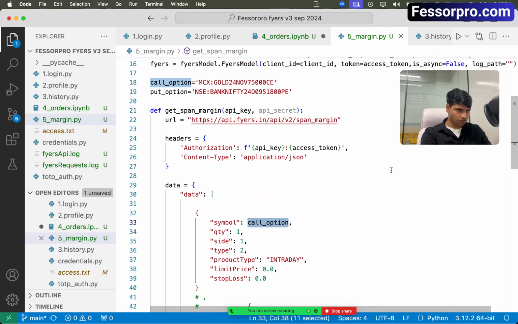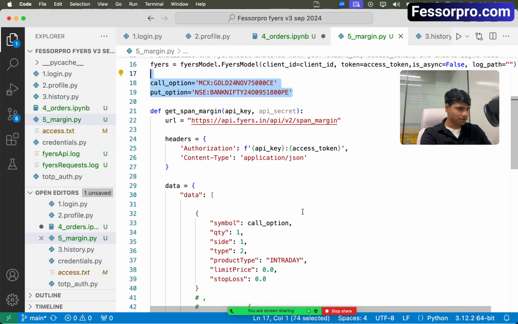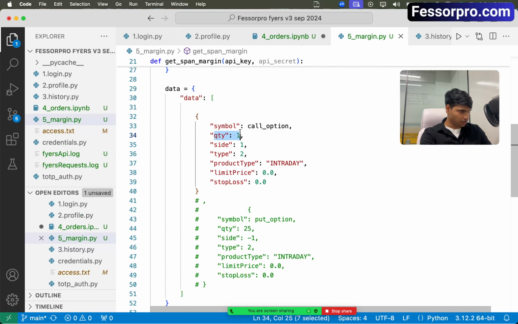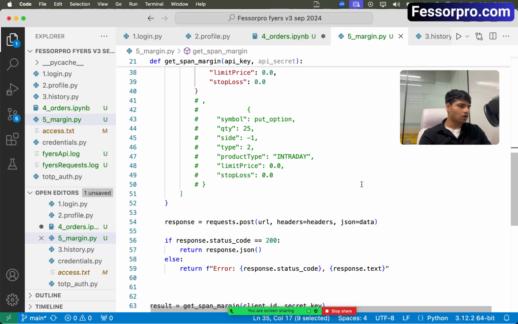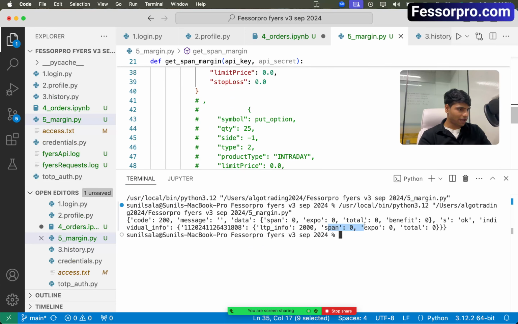For some reason, it is not working right now. But you can try this in the live market. Just specify the call option name and the put option name, and then change this. Change the call option, then change the quantity, change the side if you want to buy or if you want to sell, and then it will give you all the things. See, right now we are getting the value, but it is showing me 0. Span is 0, exposure is 0, total is 0. So here you get the actual value: how much margin is required if you want to place this trade.